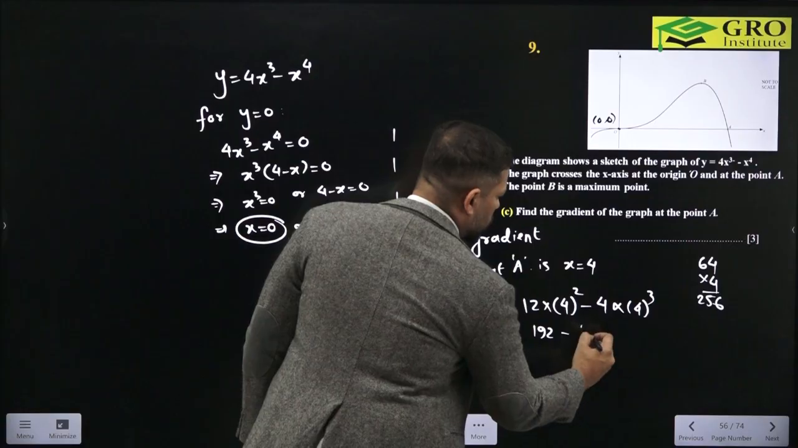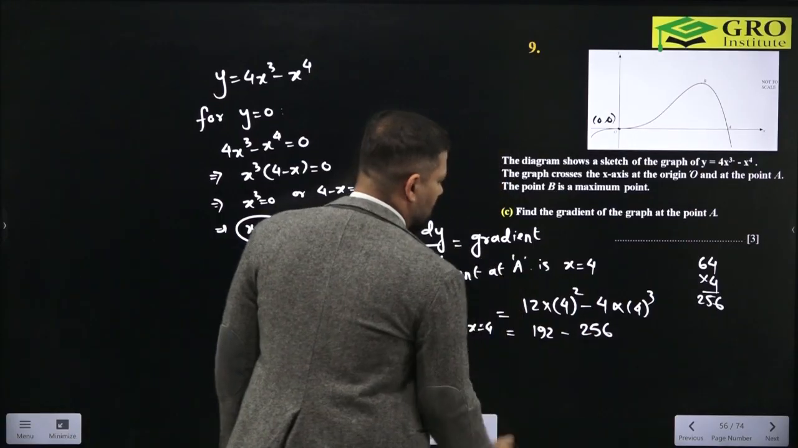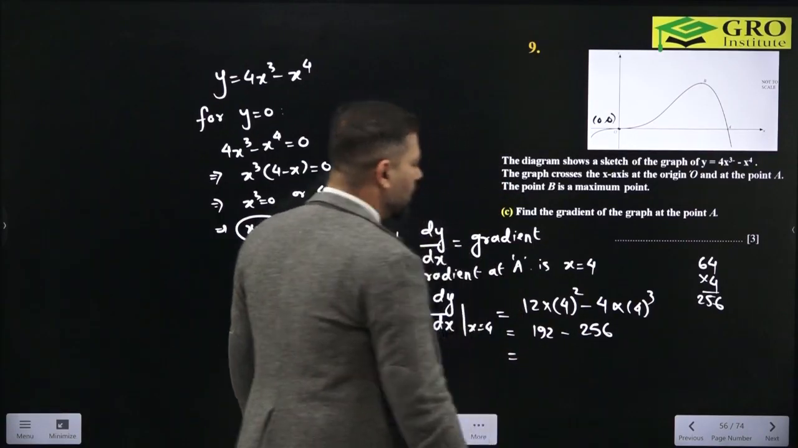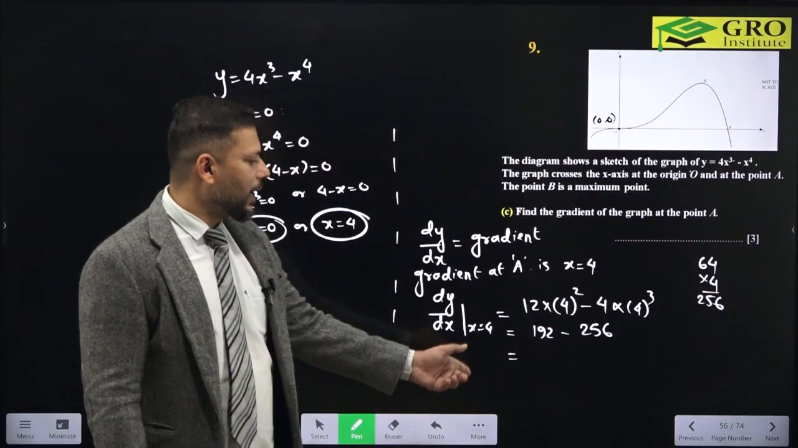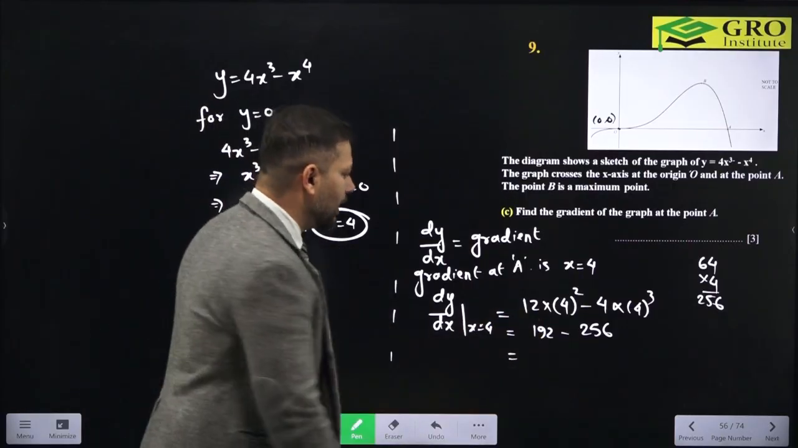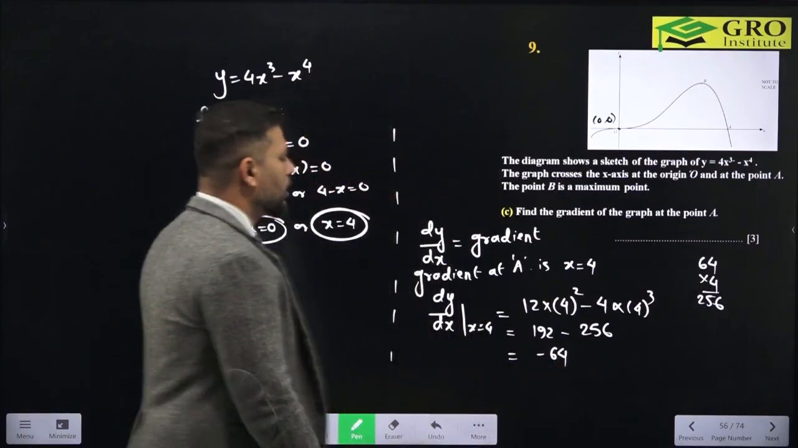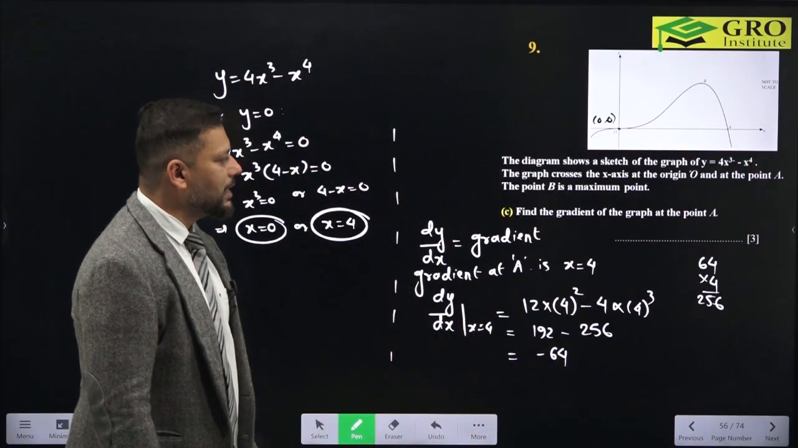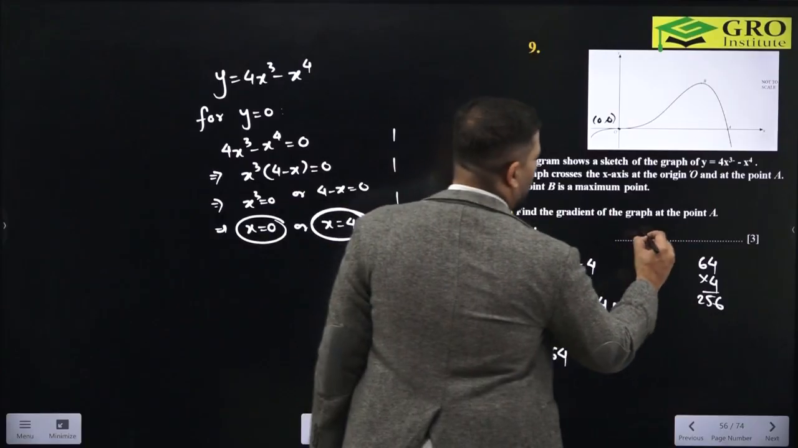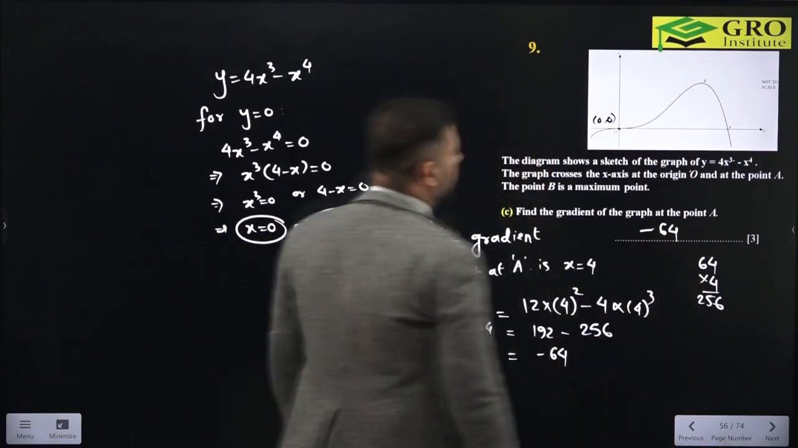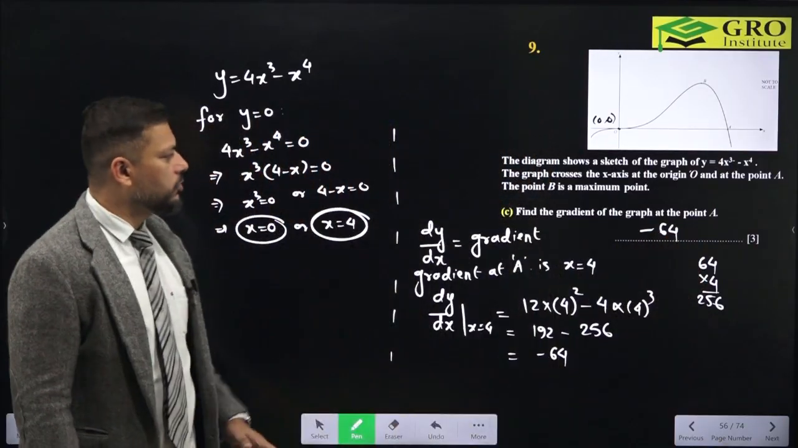So we are getting 256. And what would be the difference? 256 and 192. So 56 and 8 makes it 64. So we have minus 64. So what is the gradient at point A? It is minus 64. That is the answer for this question, guys.